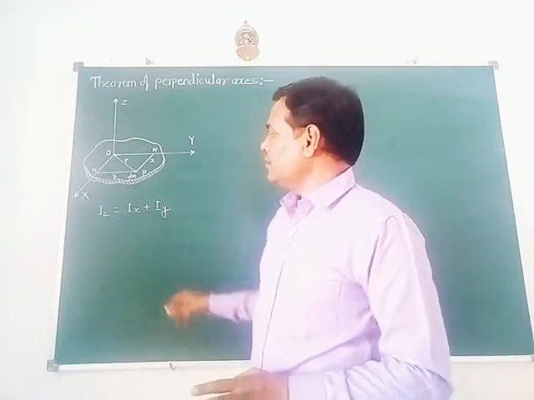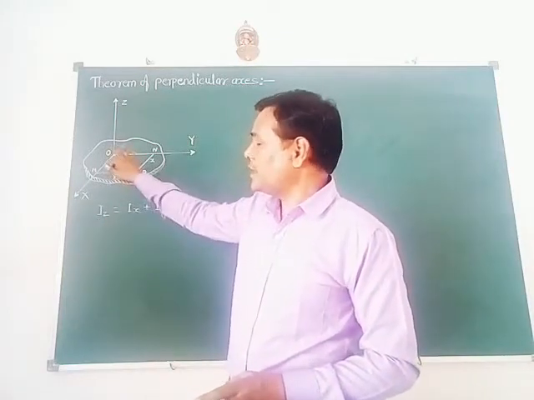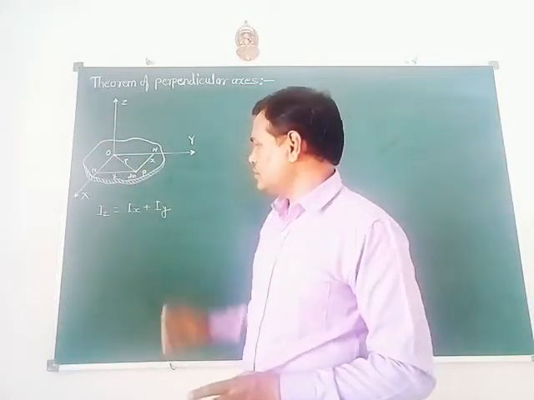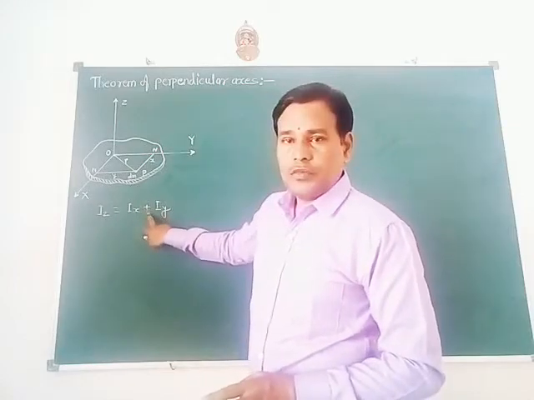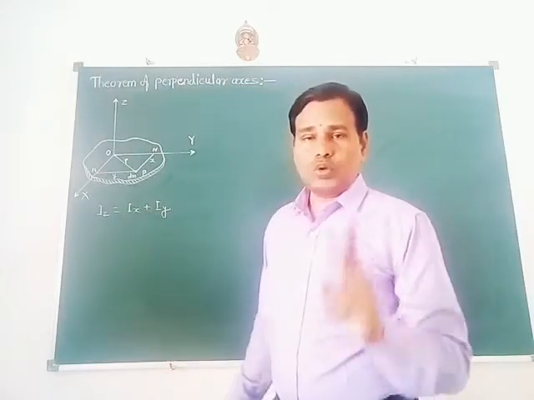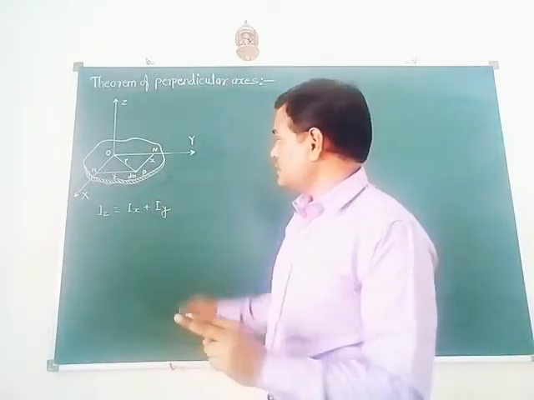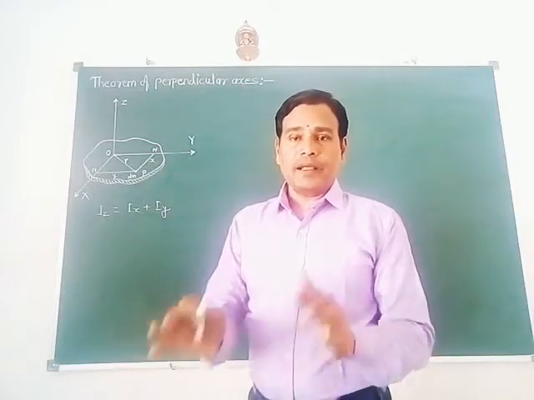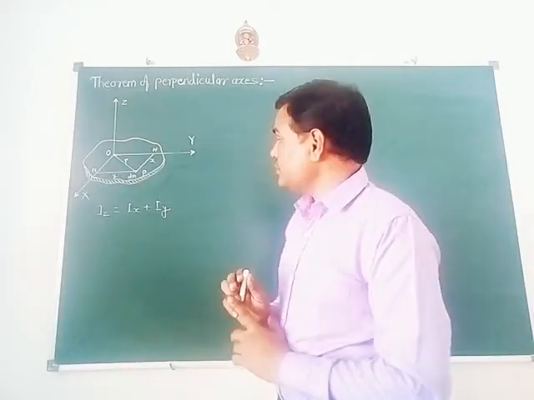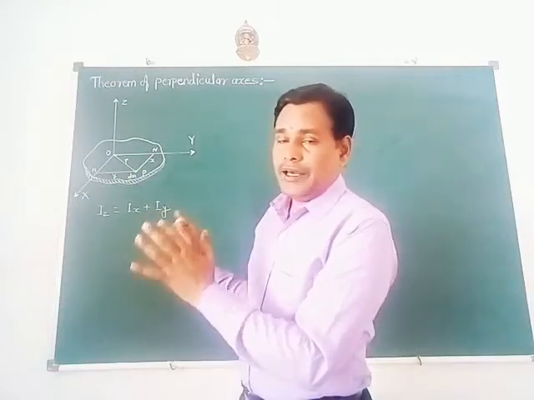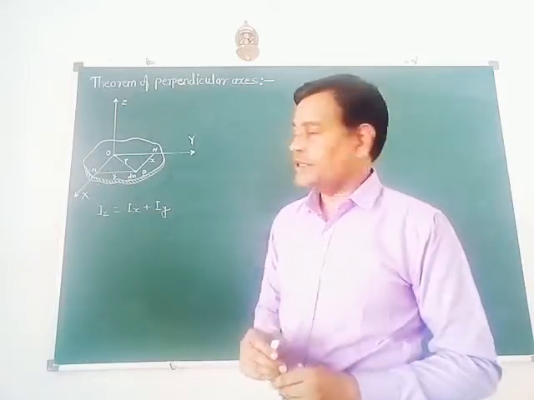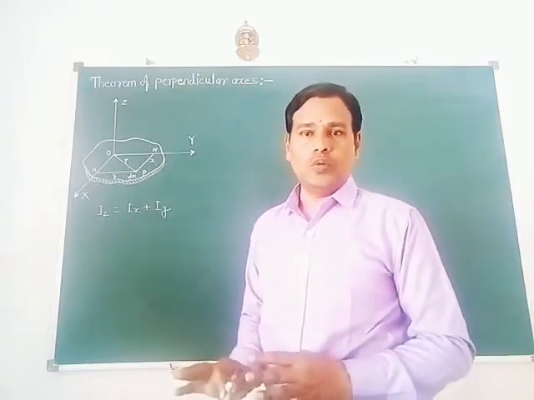So once again, the moment of inertia of this plane lamina about any axis is equal to sum of its moment of inertia about two mutually perpendicular axes in the plane of lamina, and another word is used in your book, that all the axes are concurrent, means they have same common point O.